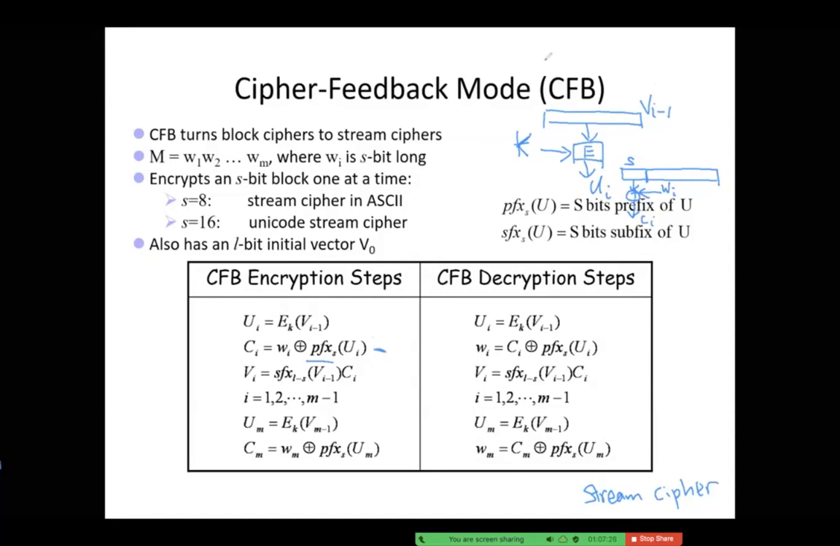So for Vi, I'm doing a shift. I place the Ci, so now I'm going to shift to the left. So that will be this part, the suffix shift, and then place the Ci in here. Okay, and that's my Vi plus 1. So then you repeat this until your block is done.